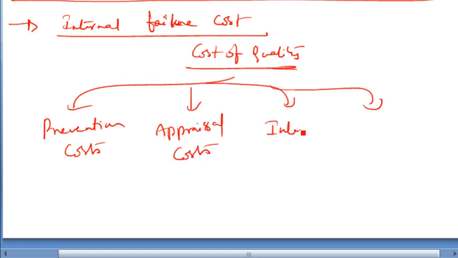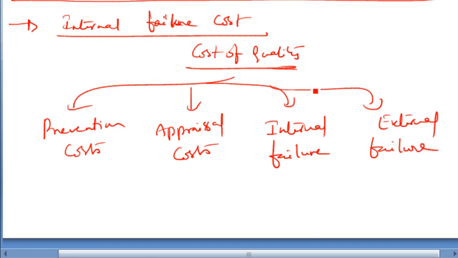The other one is internal failure cost, and the other one is external failure costs. So when you have a problem where you are reworking on products, that is an example of internal failure. If you don't know the concept, just follow blindly. But if you already know the concept, what is cost of quality, what are prevention costs, what are appraisal costs, what are internal failure, what are external failure, then there is no problem. Obviously, you can follow it better.